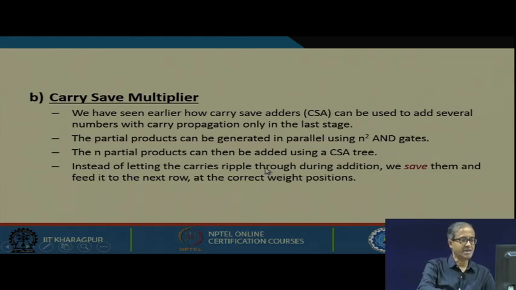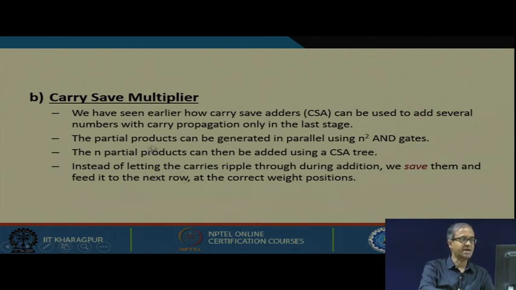Fine. And the last kind of multiplier that we talk about here is called the carry save multiplier. Earlier we looked at the carry save adder. We have seen that we can use a carry save adder to add several numbers, without any carry propagation, adding the carry only in the last stage. And we have also seen in the combinational array multiplier that the partial product generation requires n square AND gates.